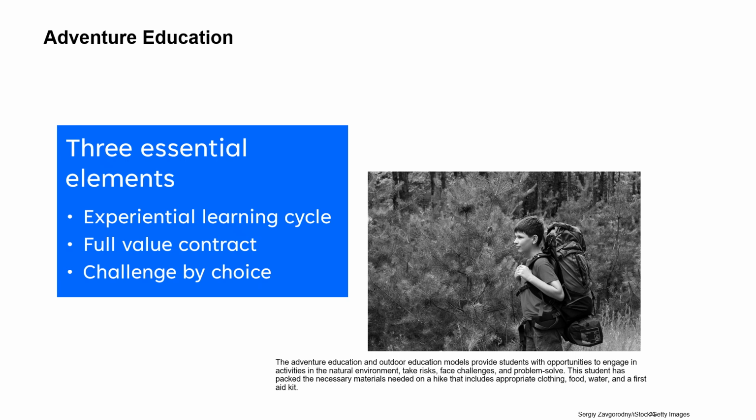Now, the full value contract is a mutual agreement between participants and facilitators to work together respectfully, give and receive honest feedback, and support one another's learning and growth. It sets clear expectations for behavior and commitment, fostering a safe and trusting environment. And then challenge by choice is where participants are encouraged to take risks and push their personal limits, decide their level of participation, and own their experience. This approach respects individual comfort zones while promoting growth and autonomy.